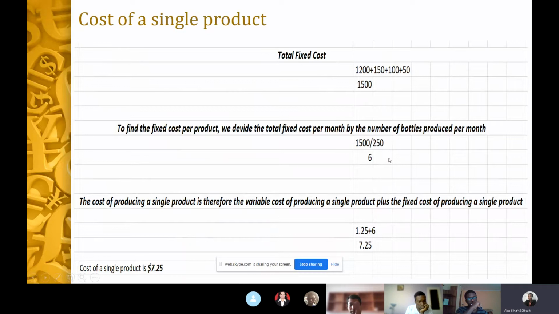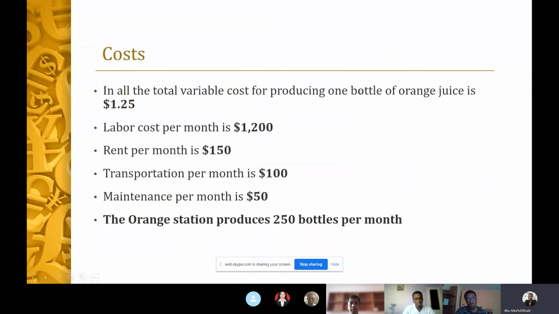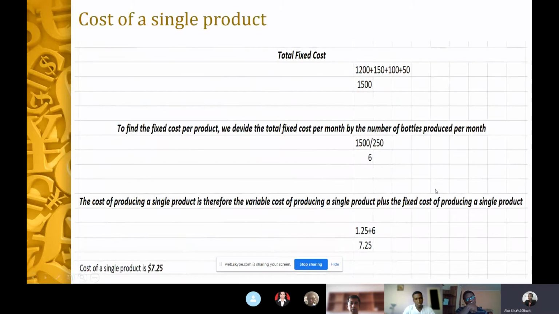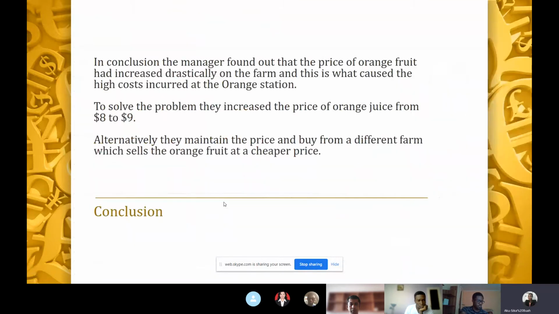So to find the total cost for producing a single product, we simply add the variable cost for producing a single product, which was 1.25, to the one we just calculated, which is 6, the fixed cost per product. If you sum them up, you get 7.25. And so the cost of producing a single product at the orange station is 7.25. So what is the problem? What is happening at the orange station? Why is the cost so high?